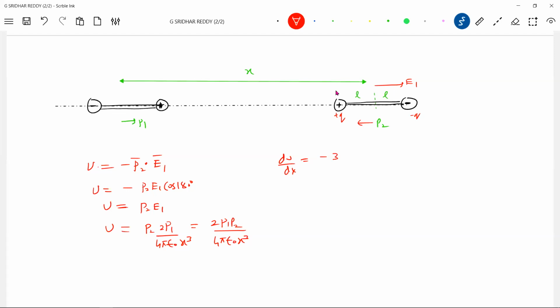So minus 3 times 2P1 P2 by 4 pi epsilon naught x to the power of 4. Will I agree to this? x to the power of minus 3, the derivative of this U, dU by dx, we will get it. We know the force F should be equal to minus dU by dx. So minus dU by dx will become 6 P1 P2 by 4 pi epsilon naught x to the power of 4.